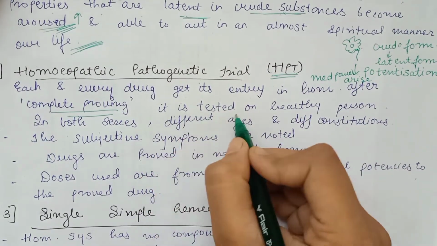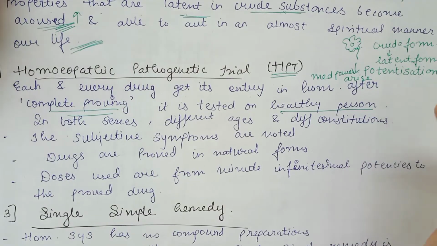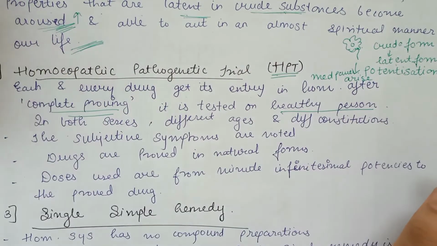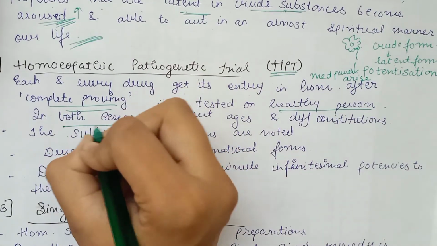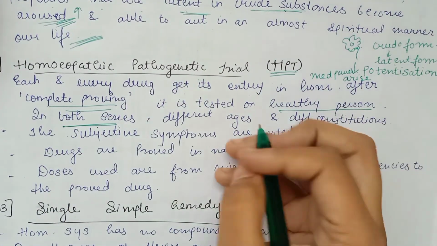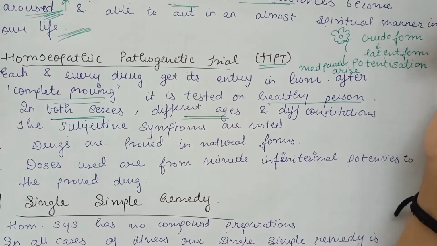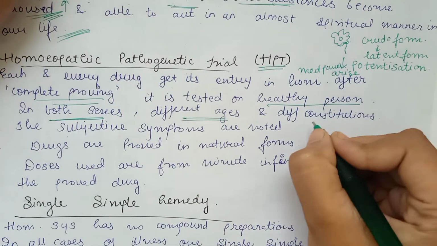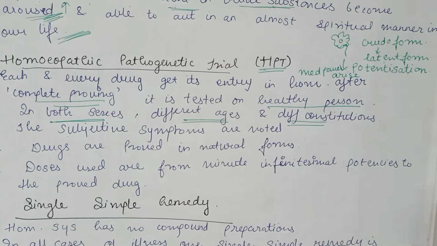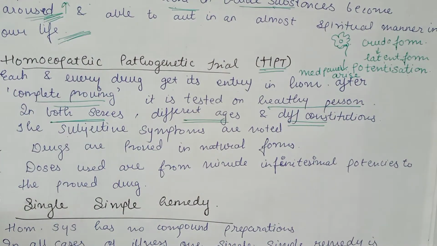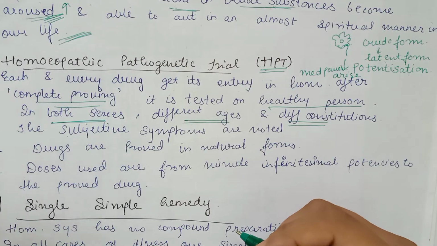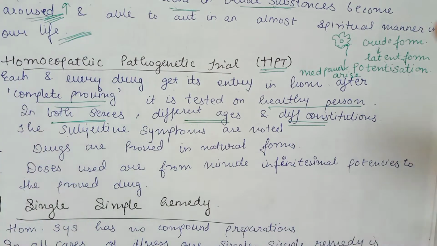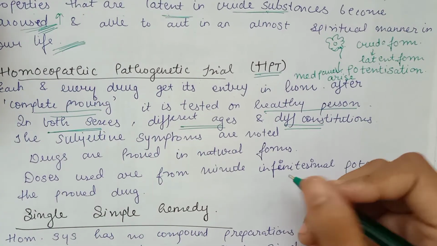Okay, so it is tested on a healthy person. We saw it only gets entry when it is completely proved on healthy persons, on both the sexes. Okay, on males and females, both the sexes, different ages. We don't see it on one particular age, but we go from child to old age. Different constitutions means those who have different temperaments, who are idiosyncratic, or who are chilly or hot. So on different kinds of people of different ages, on both the sexes, we prove it. Okay, or we test it.